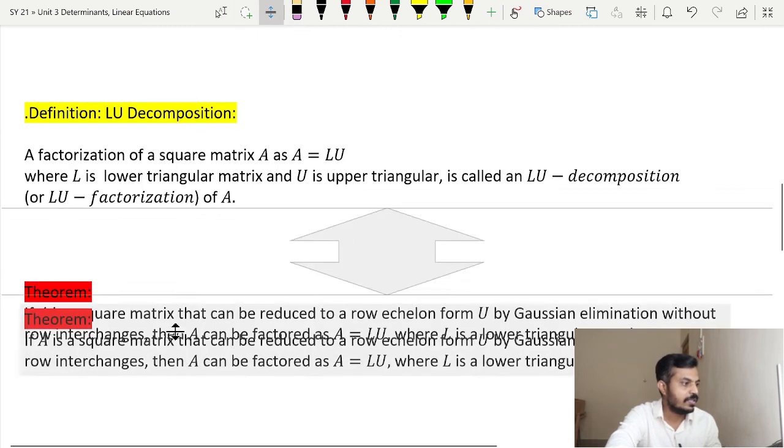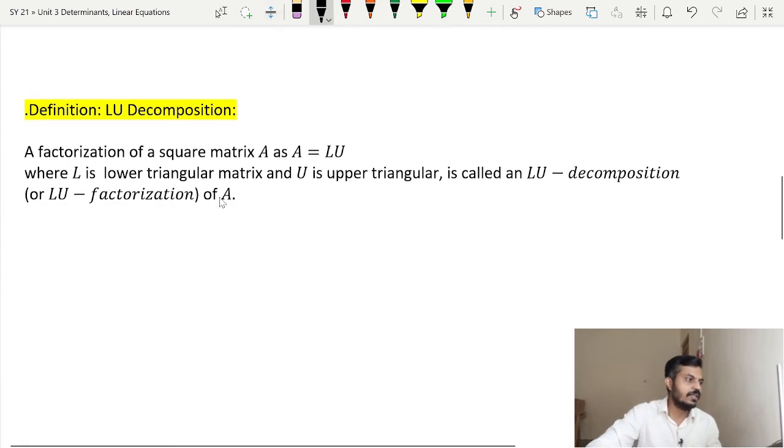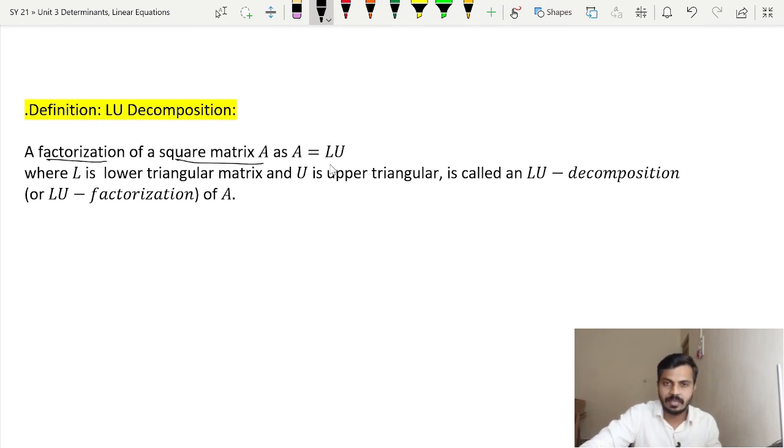So what exactly is LU decomposition? It is nothing but factorization of a square matrix A as a product of a lower triangular matrix and an upper triangular matrix. It means, suppose you have a certain square matrix, and if you are able to write that square matrix as a product of an upper triangular matrix and a lower triangular matrix, then we say that it is a factorization of A, or in other words, it is called the LU decomposition of our matrix A.